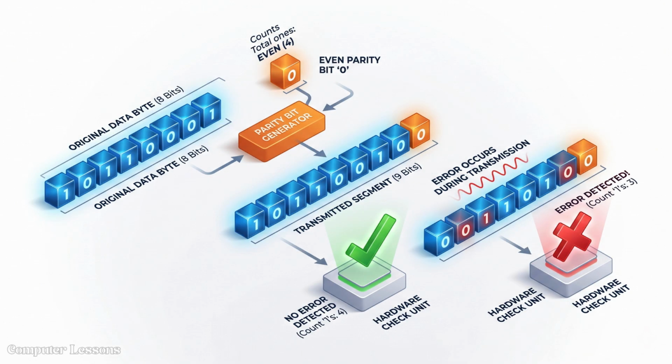The simplest form of data verification is the parity check, which adds a single redundant bit to a block. In an even parity system, the extra bit ensures the total count of ones in the byte is even. This basic logic allows the hardware to identify that an error occurred during the transmission of that segment.